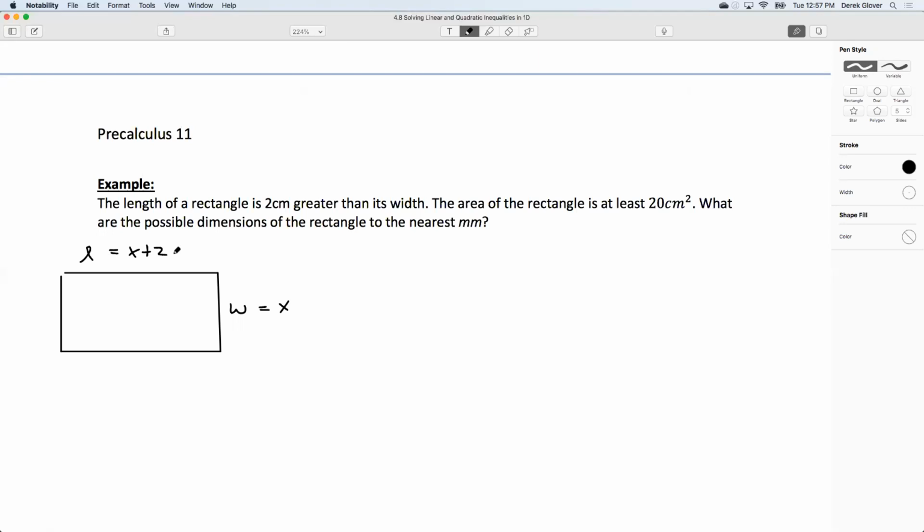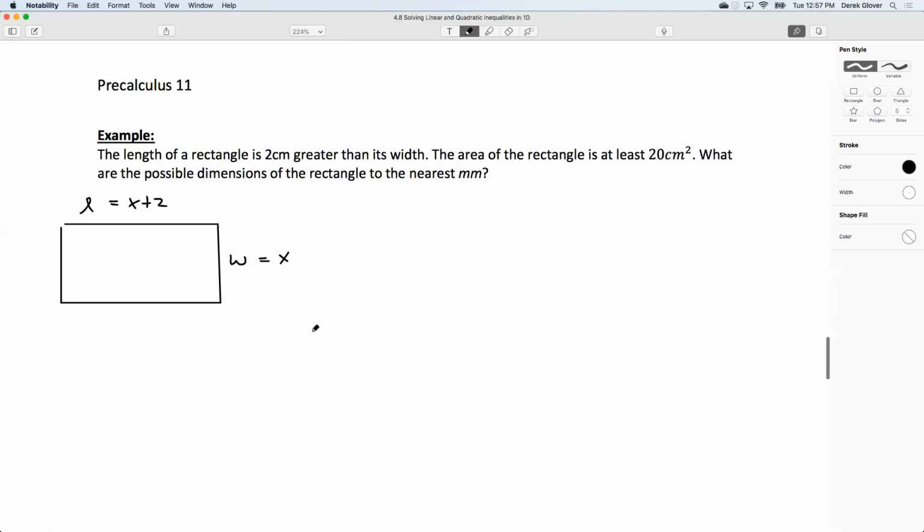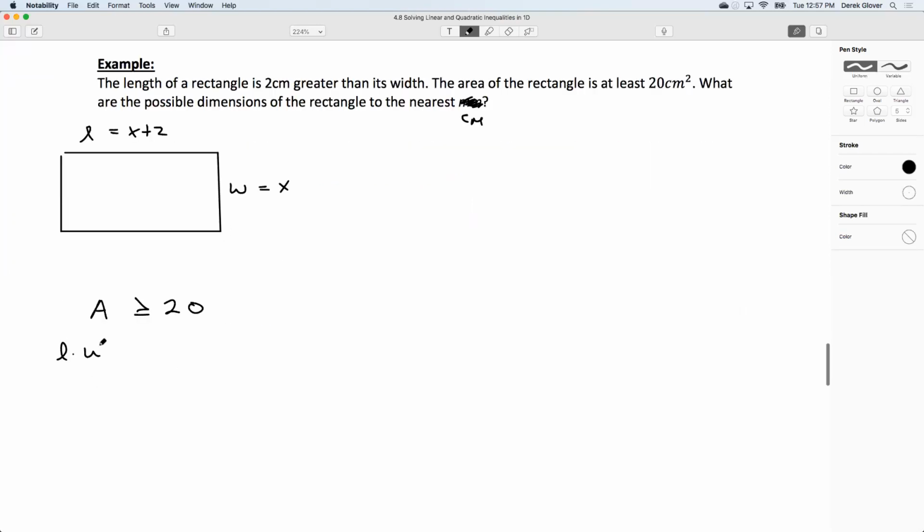Now I've got both dimensions of my rectangle written in terms of one unknown variable, we'll call it x. All right, so now what I know is that the area is at least 20 centimeters squared. And let's change this to centimeters. At least 20 centimeters squared means that my area is greater than or equal to 20. So length times width is greater than or equal to 20. Now I need to replace length and width with terms that involve x. So I'm going to replace length with x plus 2, and width with just x.